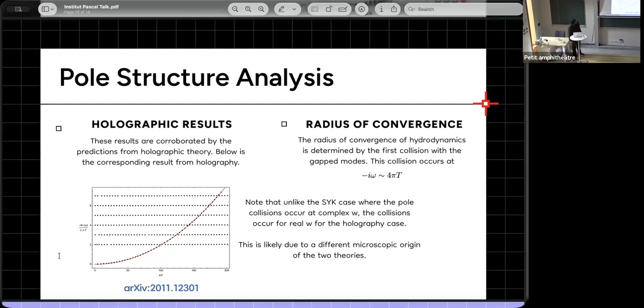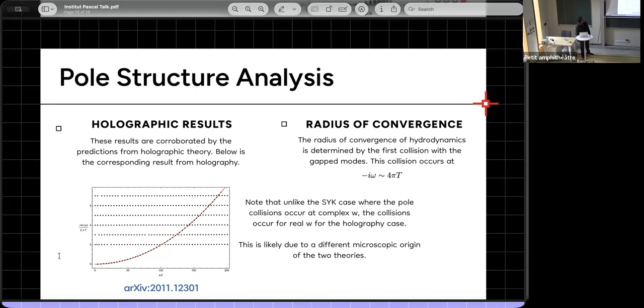And from holography, this was the result I was talking about, where a similar calculation has been done from holographic theory. Note that this is the minus sign, so it is technically the same plot. There are small differences that occur. For example, the collisions occur in the complex plane for the SYK case, but for the holography case they occur in the real plane. And so in the imaginary plot, they don't actually fully have a collision per se.